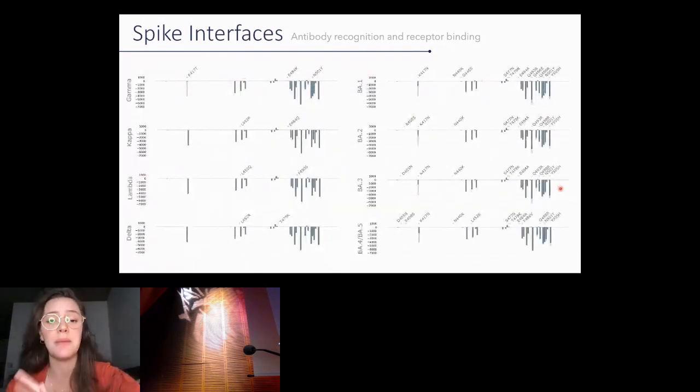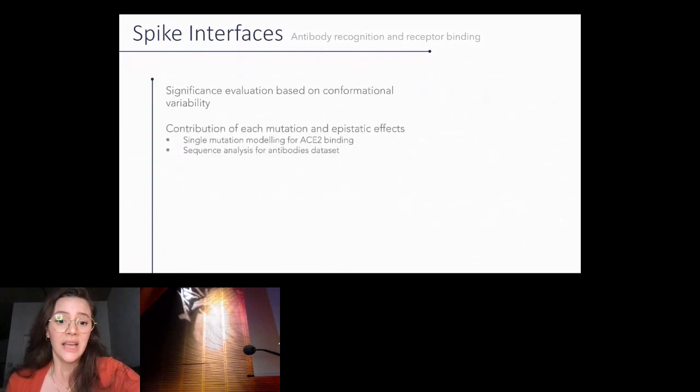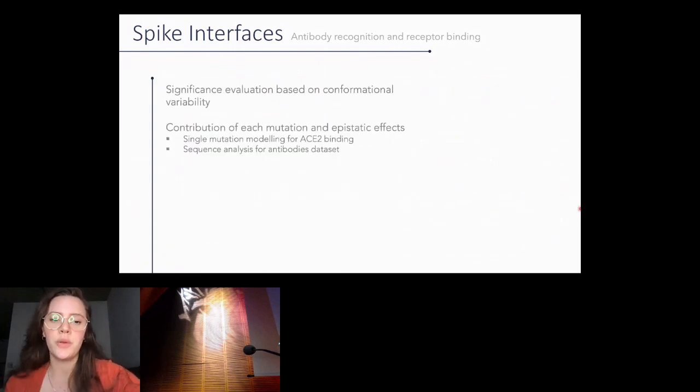We did the same type of evaluation for all variants up to BA5, the subclass of Omicron. And it is an ongoing project, so we still have to evaluate a few different things, such as how to consider the effects of single mutations and how to consider the effects of all those mutations in constellations and together.